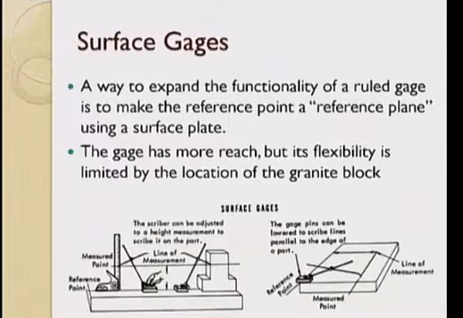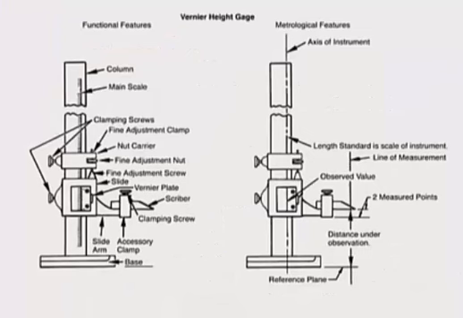There's a variety of surface gauges. A way to expand the functionality of a rule gauge is to use a reference point, or reference plane, using a surface plate. The gauge has more reach, but the flexibility is limited by the location of the granite block. That is to say, you can't always take a granite block with you, as easily as you can take a hand caliper. Here's a vernier instrument that is used on a granite block and it's the height gauge.